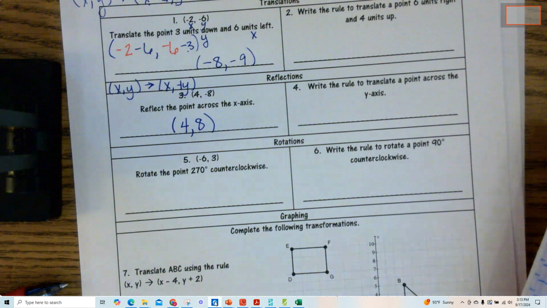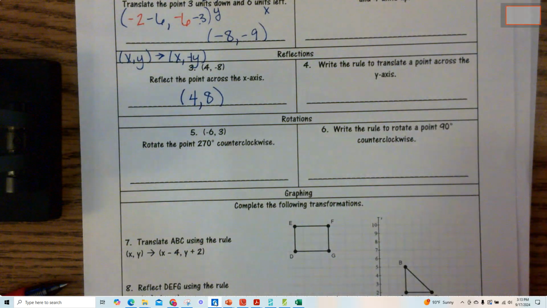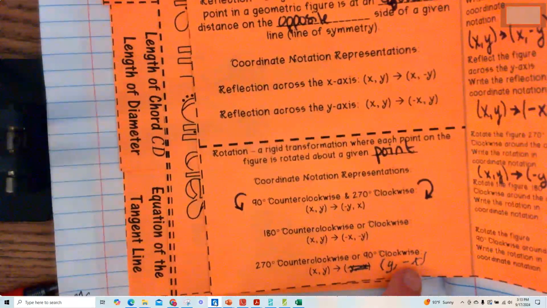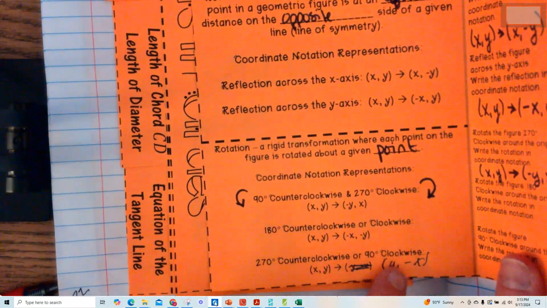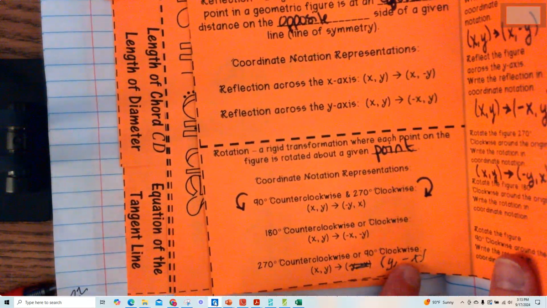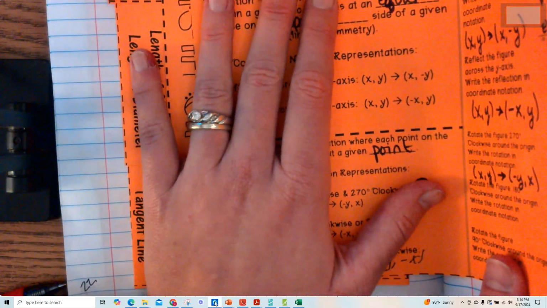Unfortunately, rotations are just awful. Not a fan of rotations. So first thing I need you to do in your notes, the rule for this one in your notes is written wrong. Here it says -y, -x. It should just be y, -x. So make sure you change that in your notes, because you can use these on your quizzes.